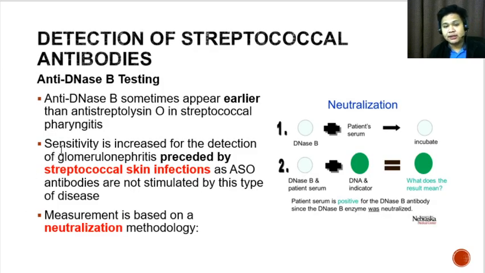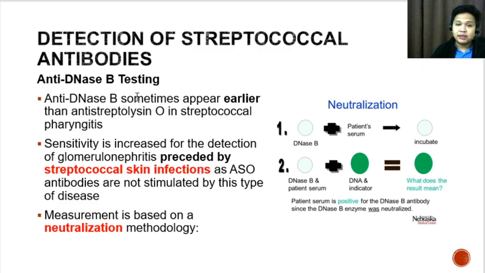Another serological test is Anti-DNAse B testing. Anti-DNAse B sometimes appears earlier than anti-streptolysin O in streptococcal pharyngitis. So meaning both anti-DNAse B and anti-streptolysin O are actually produced after streptococcal pharyngitis. Sensitivity is increased for the detection of glomerulonephritis preceded by streptococcal skin infections, as ASO antibodies are not stimulated by this type of disease. This is the advantage of anti-DNAse B testing, since anti-DNAse B is commonly seen after streptococcal skin infections, whereas anti-streptolysin O is not.